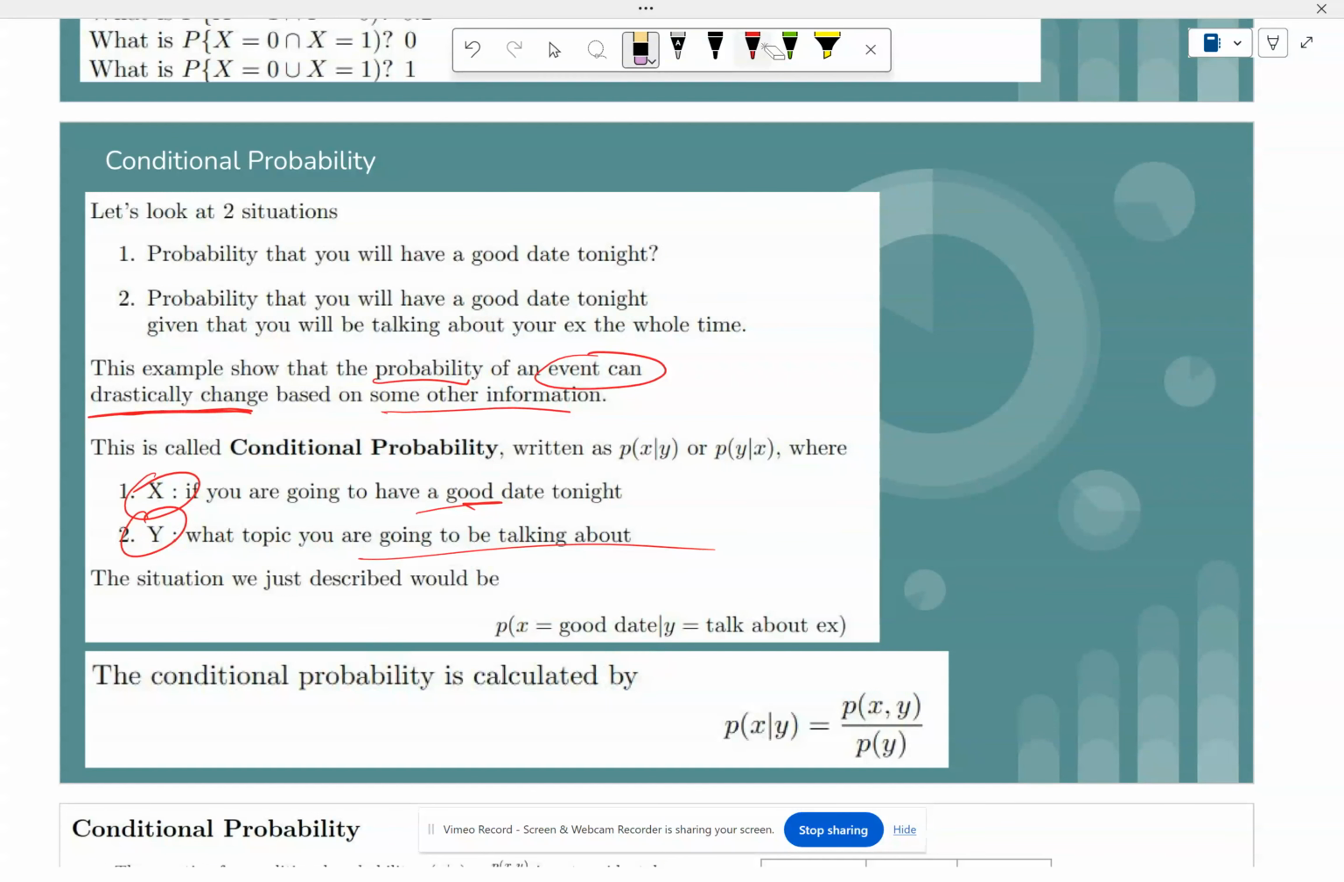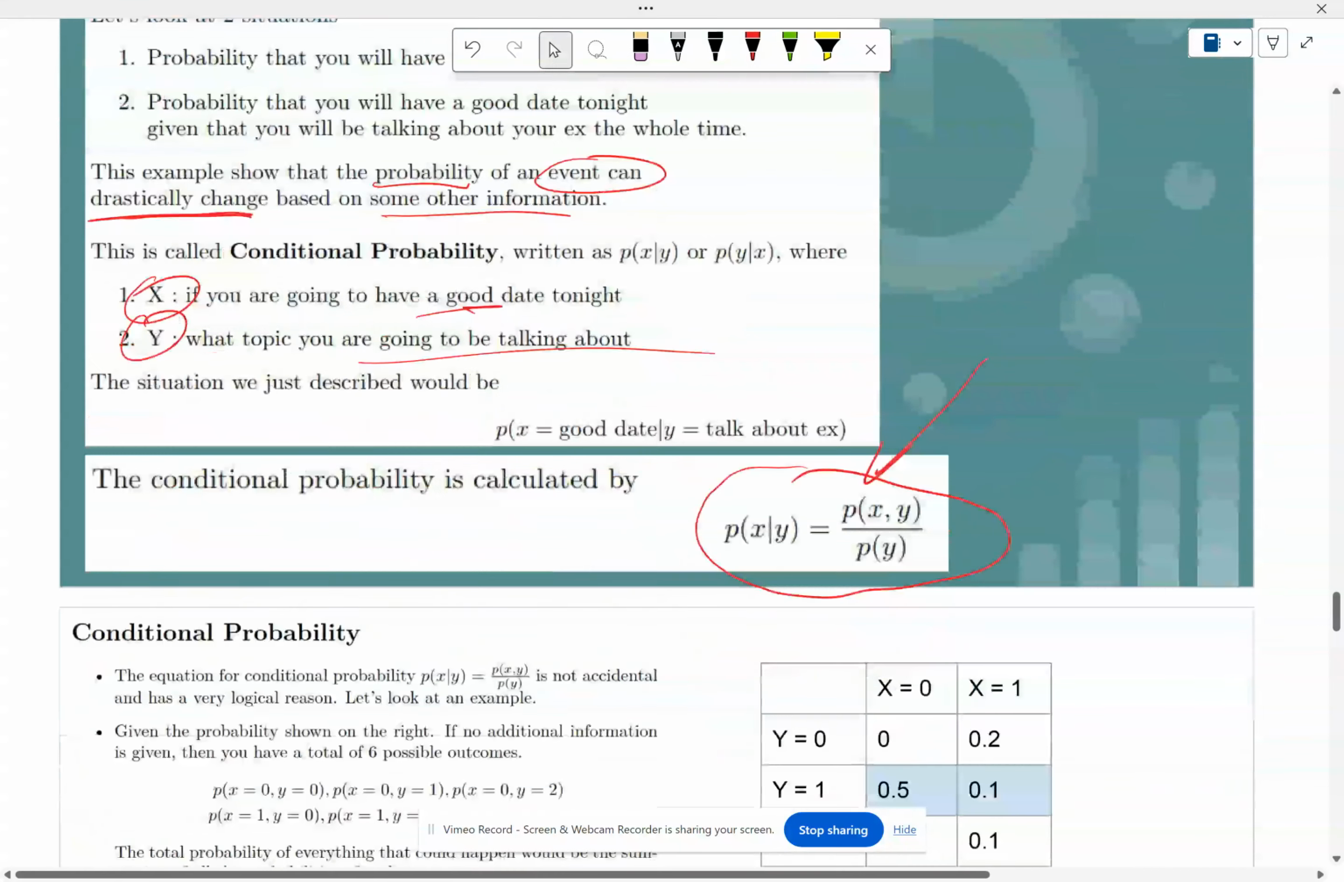And the conditional probability, how do we calculate this? We follow this equation. We have the joint, probability of X and Y, divided by the probability of Y. Now, at a first glance, if this is the first time you've encountered conditional probability, it might not be obvious to you why this is the equation for conditional probability. So we're going to go over it really quickly.